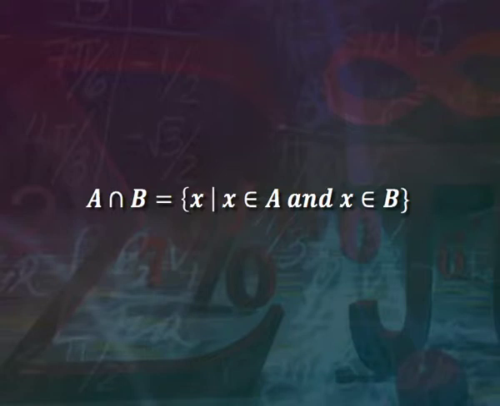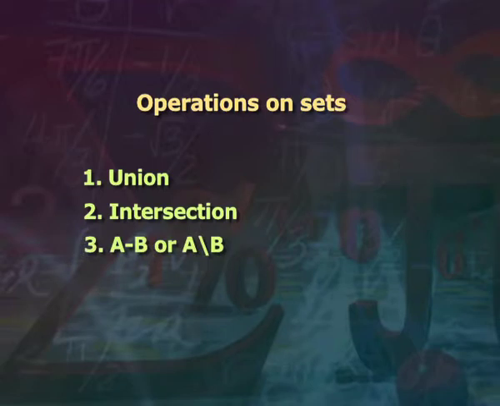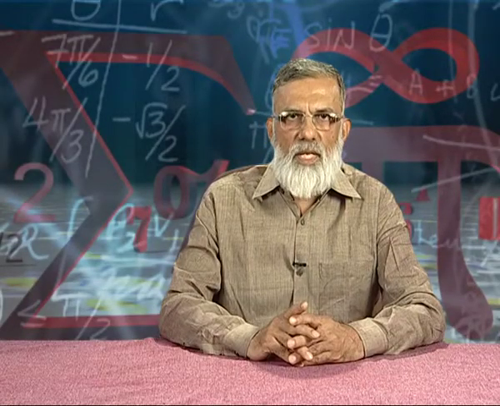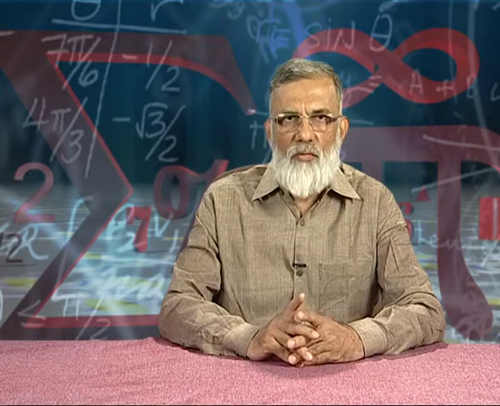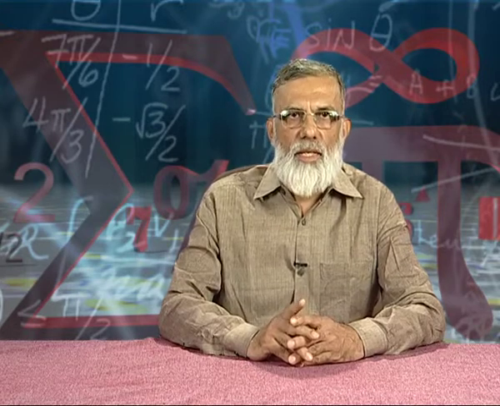3. A dash B or A backslash B. The set A dash B is the set of all elements of A which are not in B. In other words, A dash B, which is equal to A backslash B, is equal to the set of all x such that x is in A, but x is not in B.